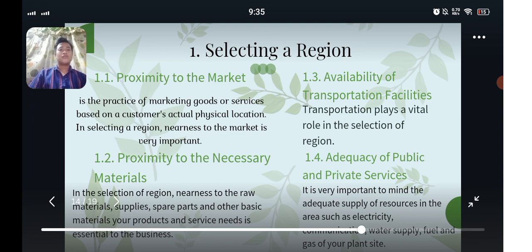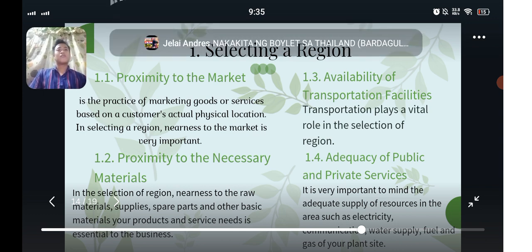So 1.2, proximity to necessary materials. When it comes to this, raw material supplies, spare parts, and other basic materials are very important when picking a region for a plant business, because there can be a problem with your business otherwise. You can get more supplies because they are close around your area.